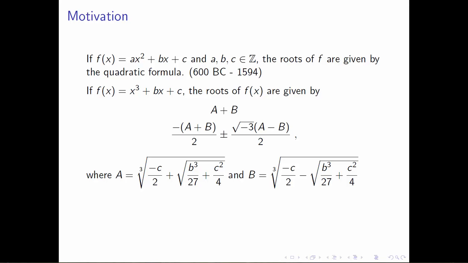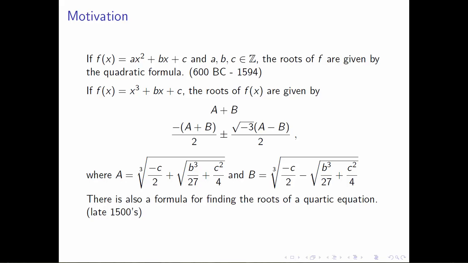Now I said it's a depressed cubic. It doesn't have the most general form that a cubic polynomial could have, but in fact, if you want to find the roots of a general cubic, it's enough to solve a proper depressed cubic to find these roots, and you'll be able to solve your original question. So in knowing this formula, you really and truly do know how to solve a general cubic equation.